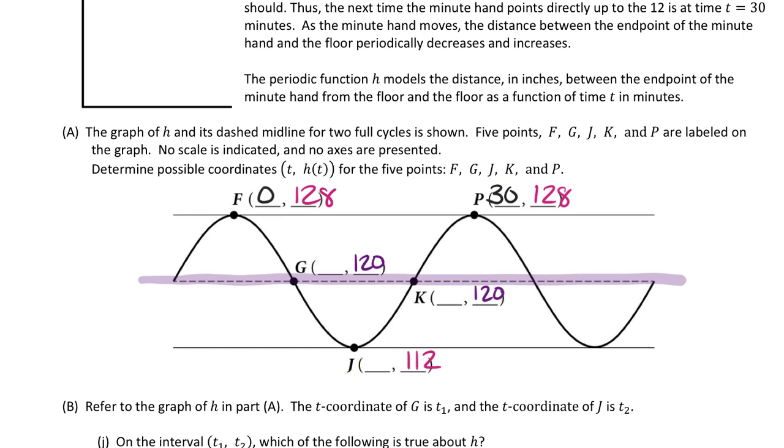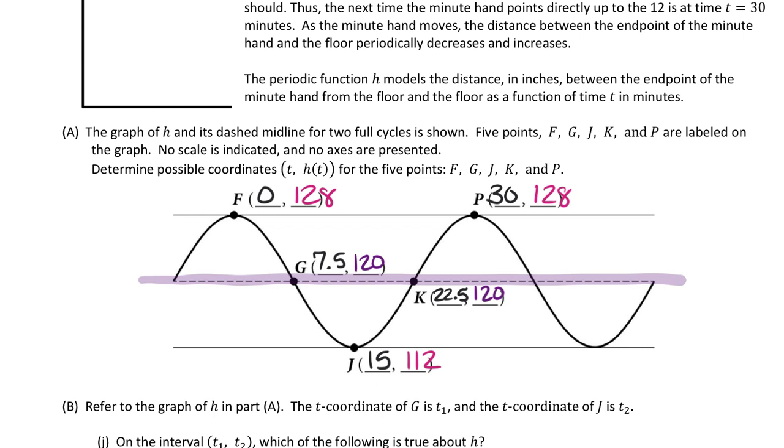What time do you think it would be? 15. How'd you get 15? Very good. Halfway between 0 and 30 is that lowest point, which means halfway between 0 and 30 is 15. Okay. Same idea. How do you think we get the G point? Halfway between 0 and 15. What's halfway between 0 and 15? 7.5. And then if we need K, K is halfway between 15 and 30. So what is the value for K? 22.5. Huzzah, you just got your second point on this FRQ.